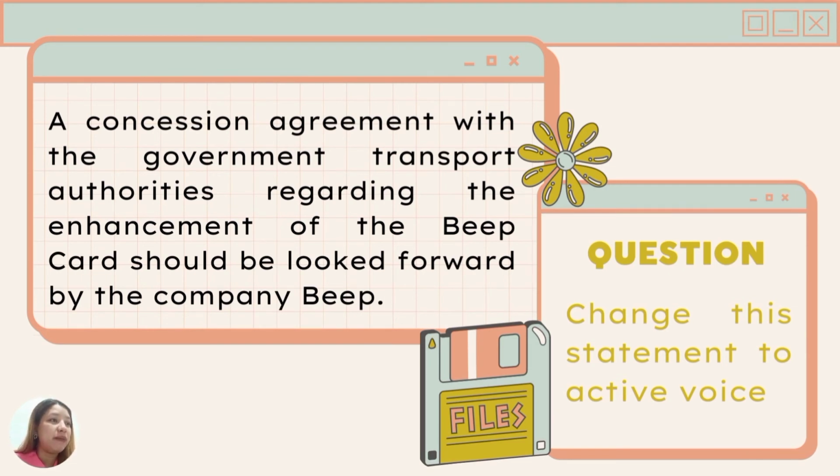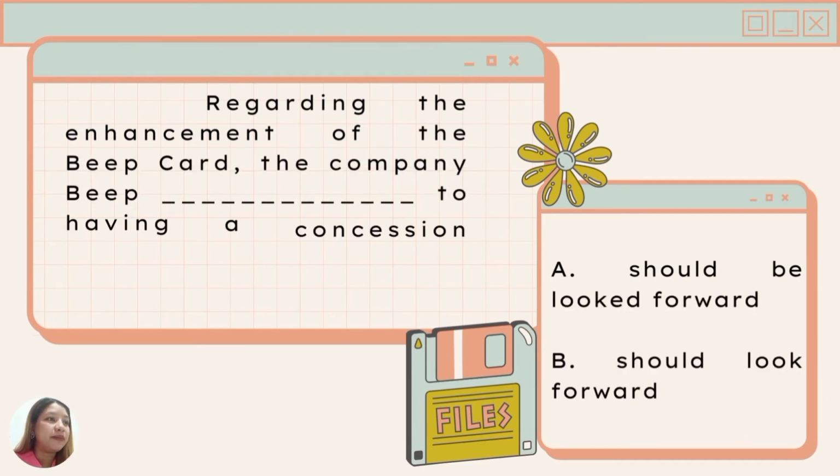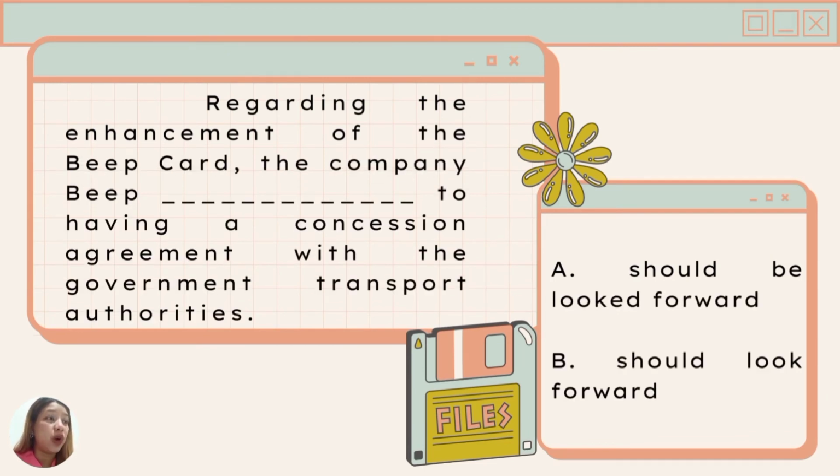Let's have the next sentence. A concession agreement with the government transport authorities regarding the enhancement of the BIP card should be looked forward by the company BIP. If we will transform this into active voice, it will become, regarding the enhancement of the BIP card, the company BIP blank to having a concession agreement with the government transport authorities? A. Should be looked forward, or B. Should look forward?